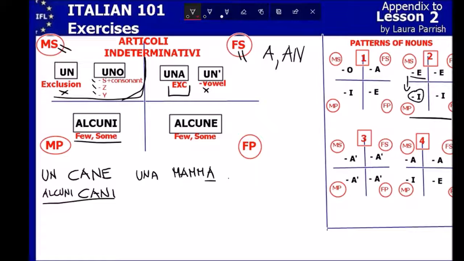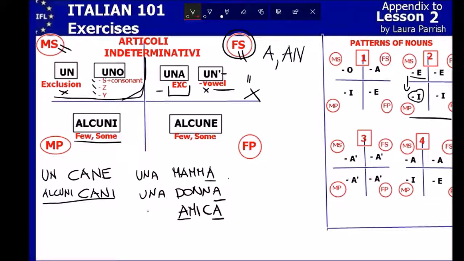Let's do a couple more. Let's do the same we did before. We did donna, that means a woman, and ending in A it is feminine singular, so we go here. It doesn't start with a vowel, so for exclusion it is una donna. Let's do amica, that we also did before. Amica means girlfriend, and it ends with A, so we know it is feminine singular. This is the right corner, and it also starts with a vowel. So here, starts with a vowel, yes. The right article is un' amica.